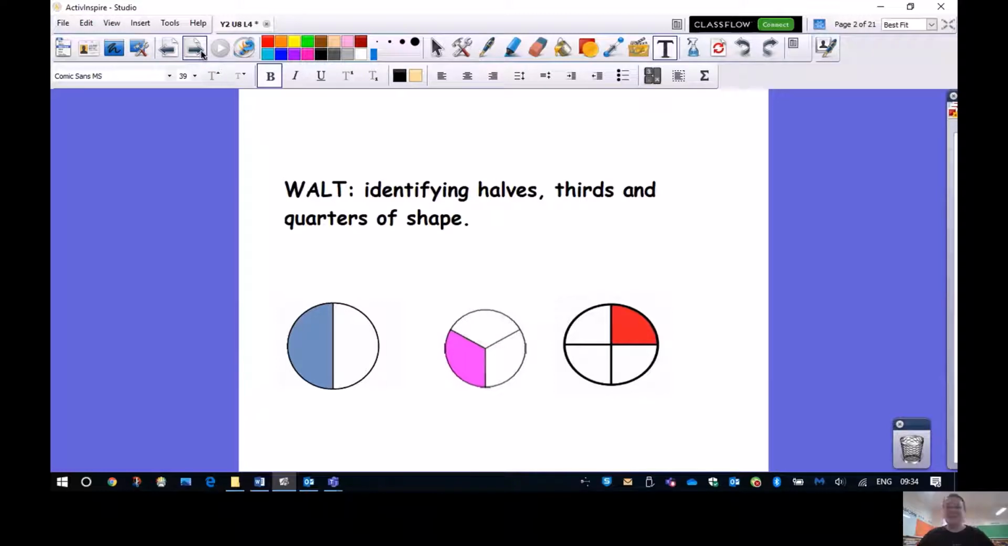Now we're going to be identifying halves, thirds and quarters of shapes. Half, because there are 2 parts. Thirds, when a shape is split into 3. And quarters, when a shape is split into 4. Now we've looked at halves and quarters before, but thirds is our new learning today.